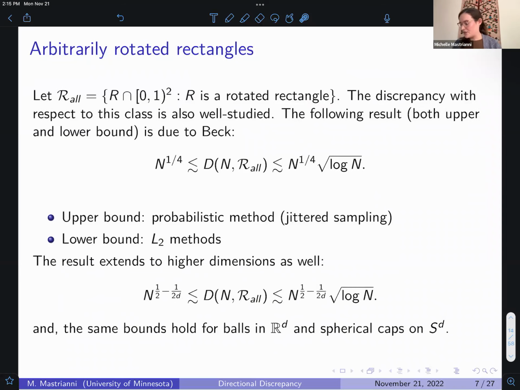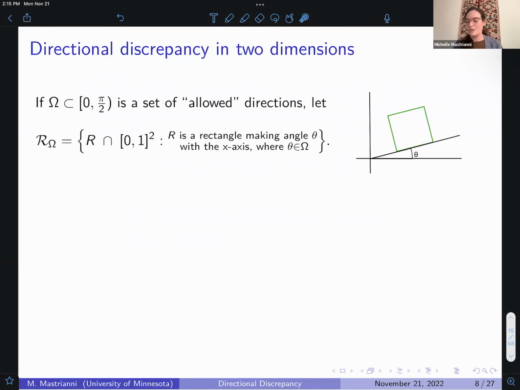And the results also extend to higher dimensions. So here the power is 1/2 minus 1/2d instead. And the same bounds also hold for balls in D dimensions, and also spherical caps on the sphere. Okay, so this is kind of the setting that we'll be working with.